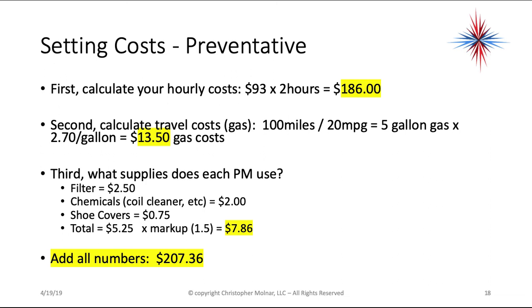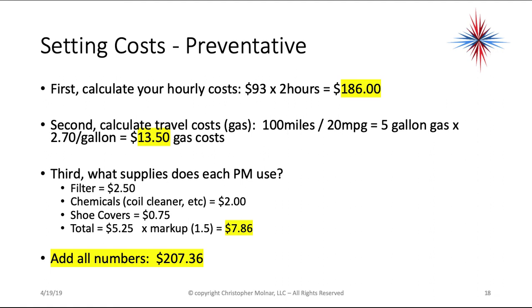Second, we're going to calculate the travel cost. In this case, it's gas because I've taken care of the vehicle costs in my overhead. Okay, so we take our 100 miles. We'll say probably 20 miles per gallon. Comes down to 5 gallons of gas at $2.70 a gallon. So we have about $13.50 in gas costs.